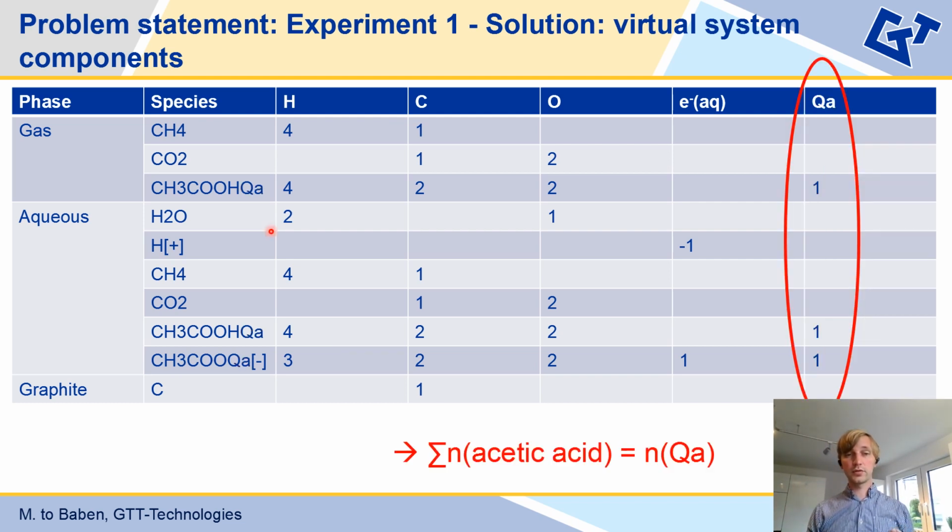The system component is only associated to the 3 species that are related to the acetic acid. And now the sum of these acetic acid species must be equal to the amount of QA we enter in the system. And that is exactly what we wanted to have, right?